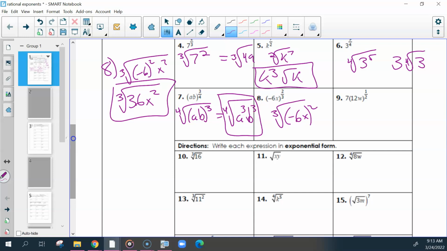For number 9, how would you write this? Seven goes inside the square root, not outside of these parentheses, so it's not going to go underneath. Can we do anything else to this? Yes. That would only be for the exponent. That's 12. You can break down 12.